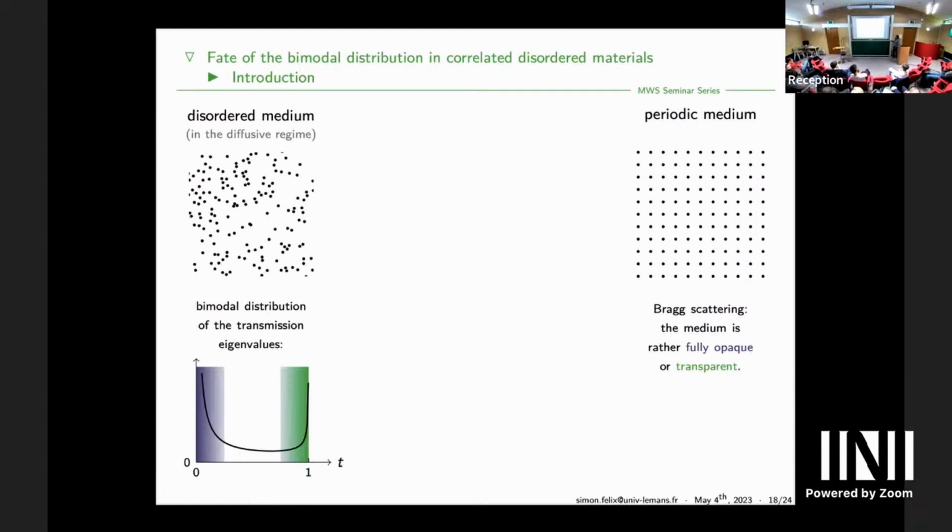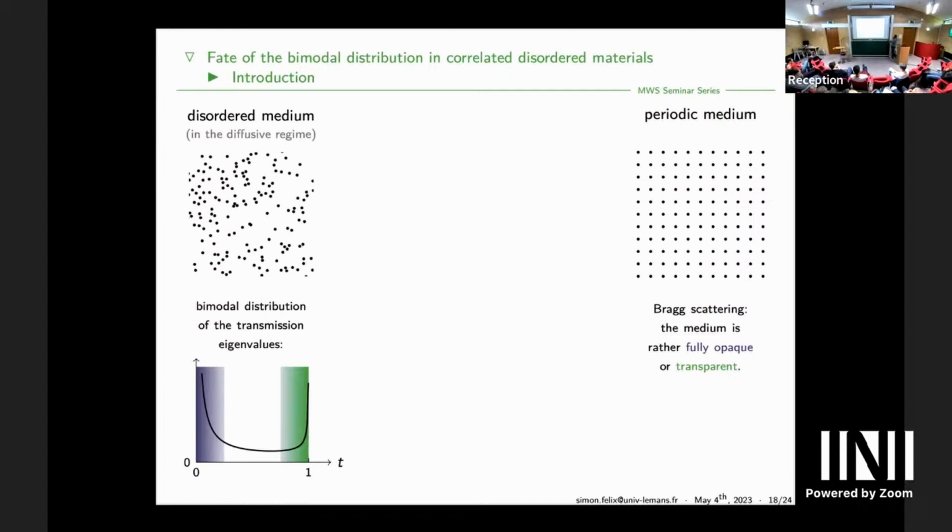And the question is, what is the fate of this property, characteristic of this medium, when I go from disorder to regular? If I add some regularity, do I lose this property? I know that at the end I will lose this property. But how do I lose this property?